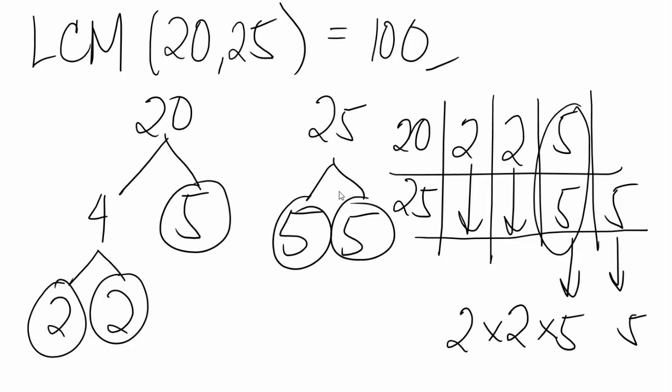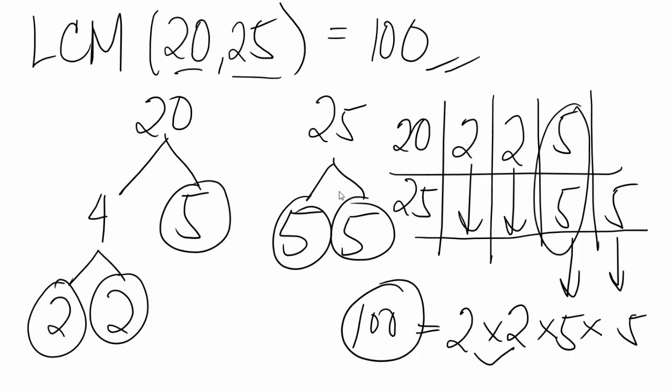And then, we're going to multiply this all together. We have 2 times 2 is 4, times 5 is 20, times 5 is 100. So we have the same answer as the listing method, the LCM of 20 and 25 is 100.